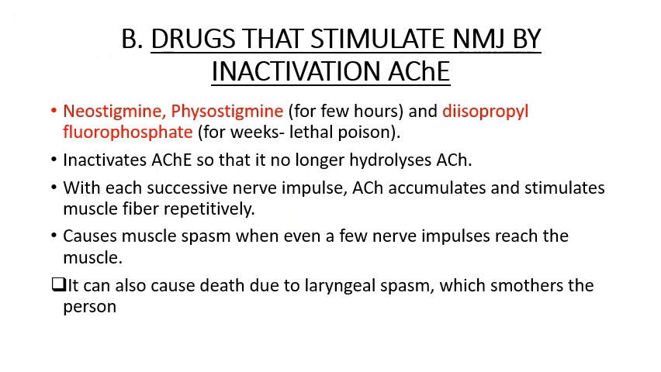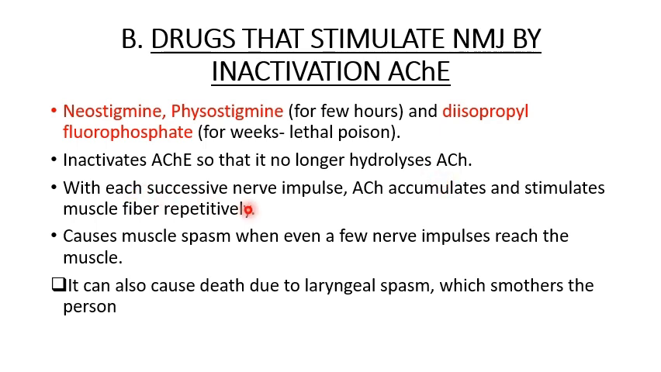Next are the drugs which stimulate the neuromuscular junction by inactivation of acetylcholine esterase. Examples include neostigmine and physostigmine, which work for a few hours, and diisopropyl fluorophosphate, which works for a few weeks, due to which it can be a lethal poison. These drugs cause the inactivation of acetylcholine esterase so that it can no longer hydrolyze acetylcholine.